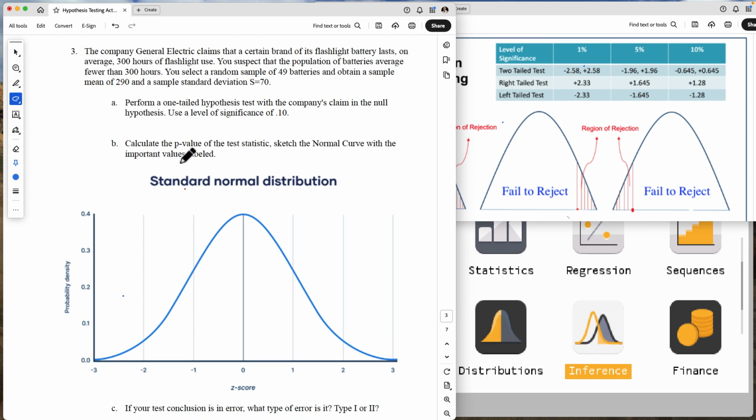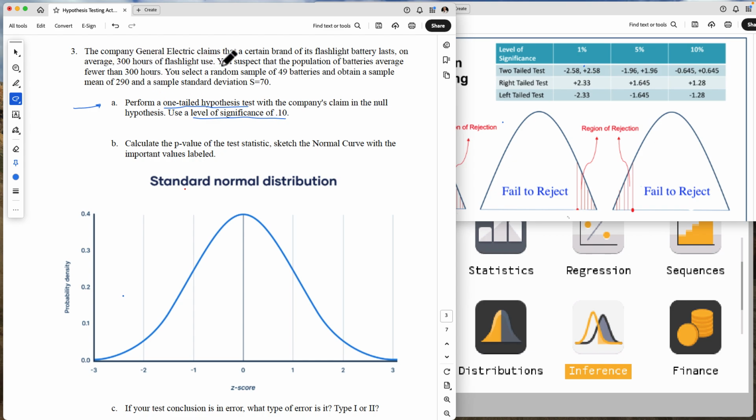So for this one, we again go kind of straight to the instructional part for 3. You can read over it, but as we explain this one we're using a level of significance of 10%, and we're asked to do a one-tailed hypothesis test. Now, this really doesn't tell us enough because we don't know if it's a left tail or a right tail. So we have to go ahead and read what the company's claim is.